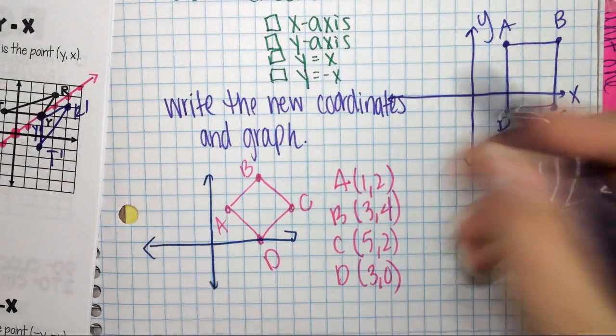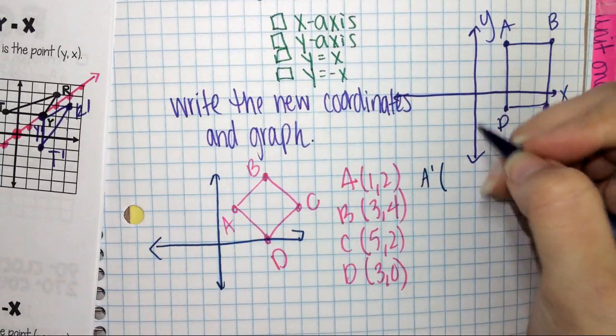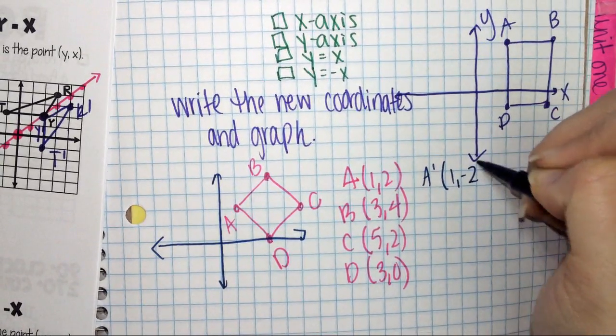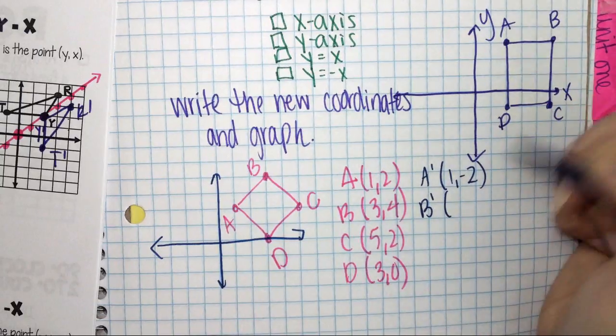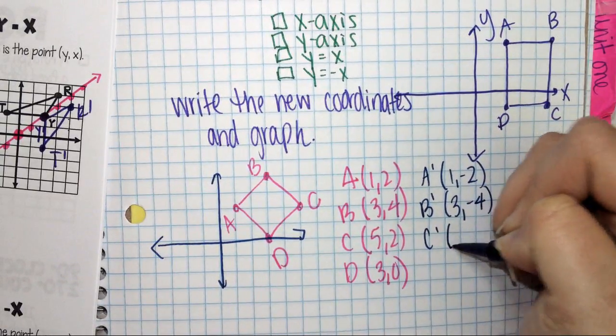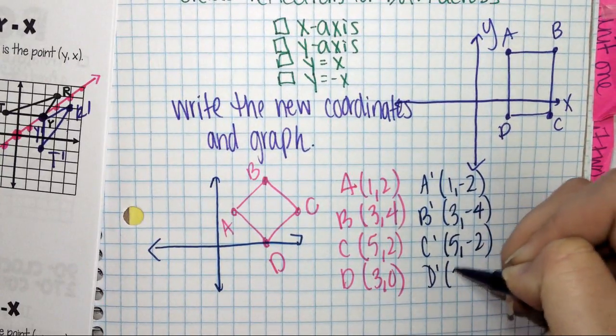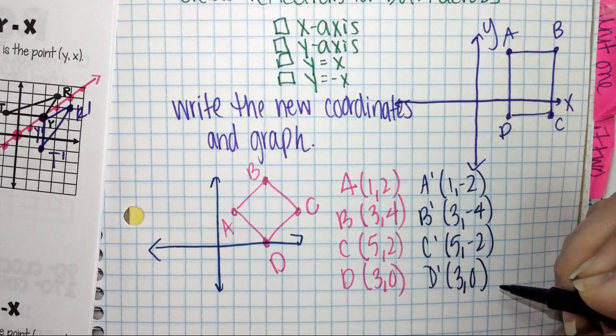So my new coordinates would be, for A prime, what would my coordinate be? 1, negative 2. For B prime, what would it be? For C prime, what would it be? And D prime, what would it be? Negative 3. Sorry.